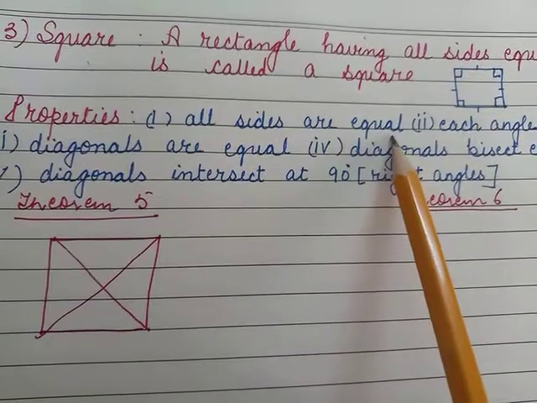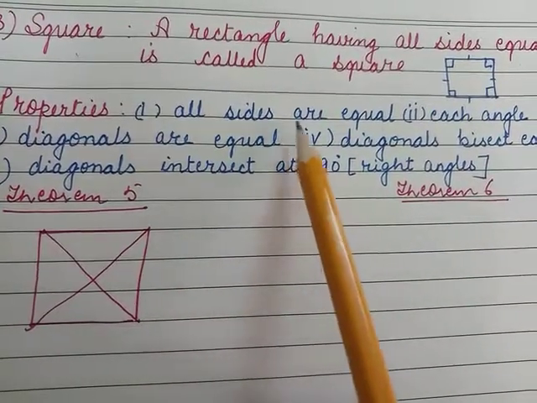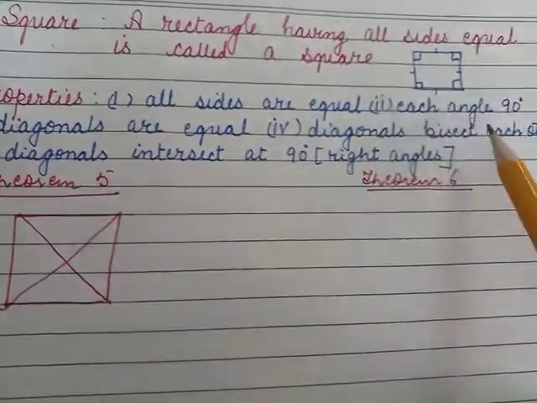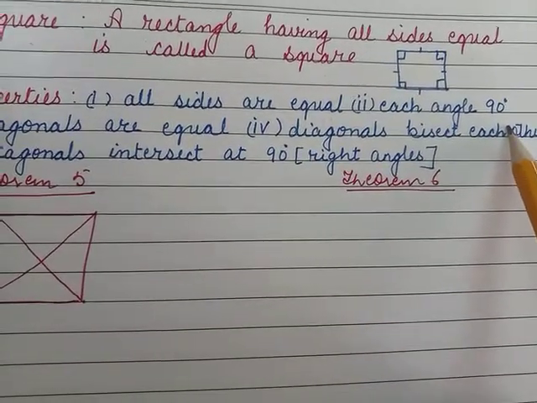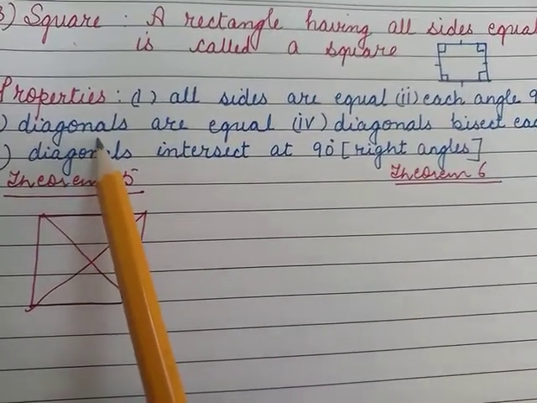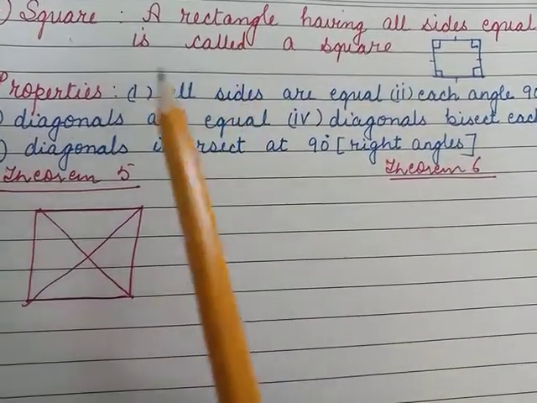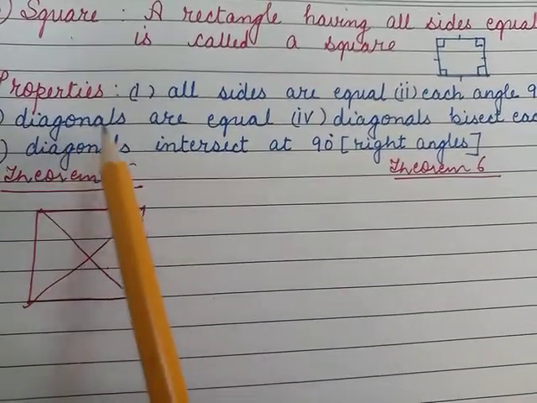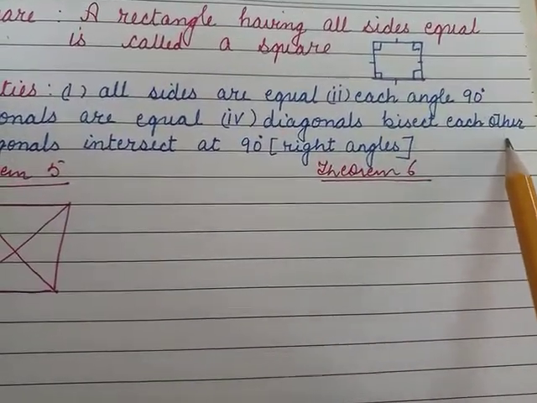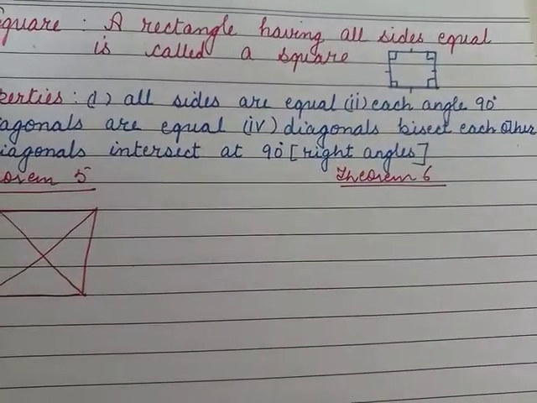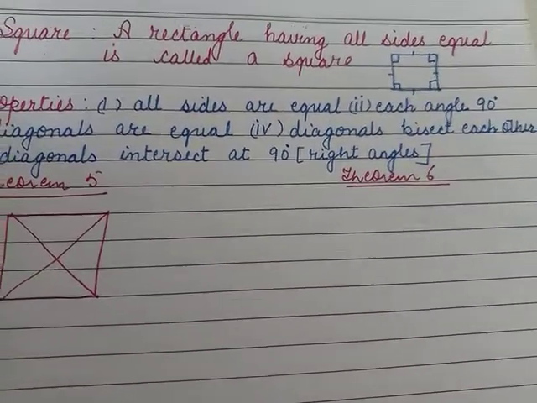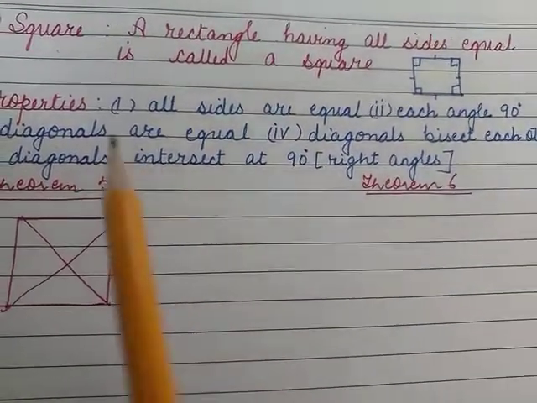So what is the first property of a square? If all the sides of a quadrilateral are equal, then it is a square. Each angle is 90 degrees, as we learned in a rectangle also each angle is 90. We learned in a rectangle that diagonals are equal, and as a square is also a rectangle, therefore diagonals of a square are also equal. Diagonals bisect each other. As the diagonals of a rectangle as well as of a parallelogram bisect each other, therefore the diagonals of a square also bisect each other.